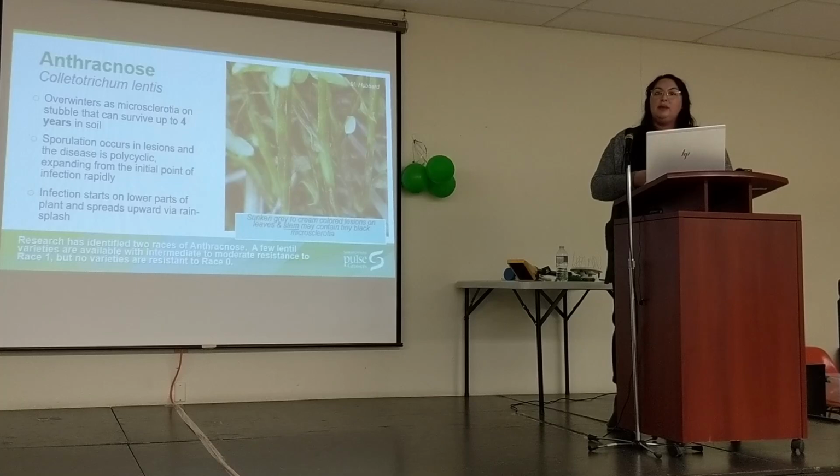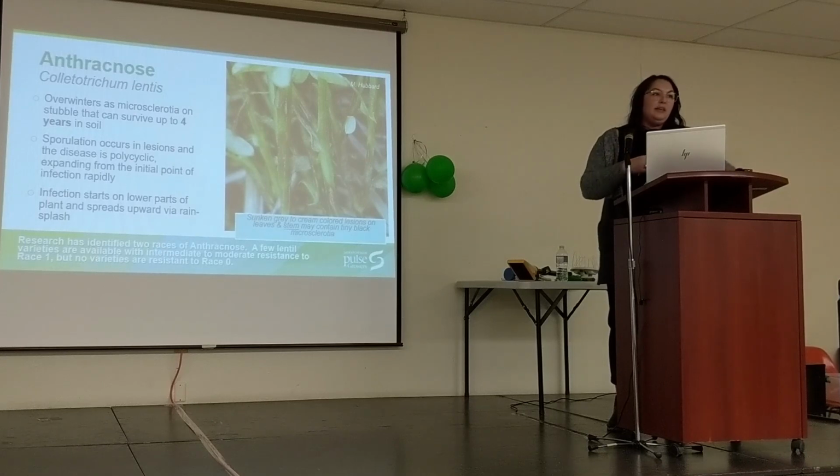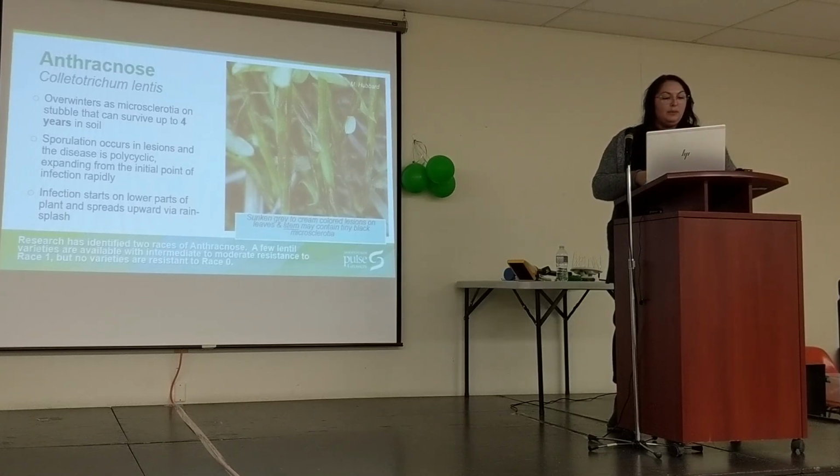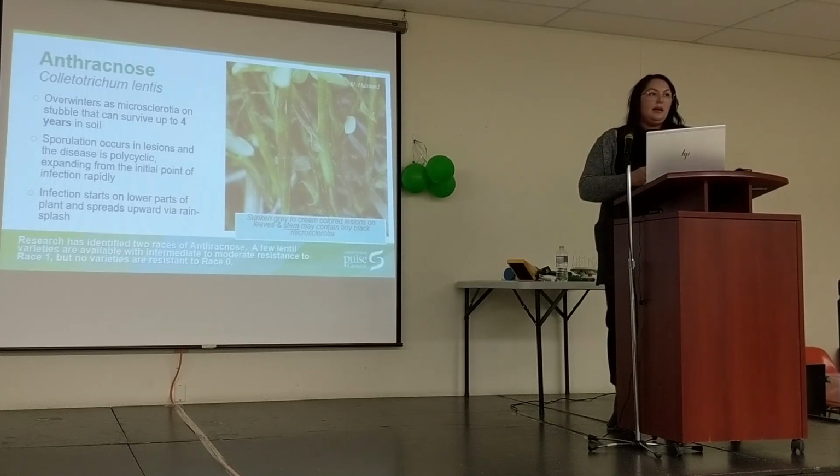If any of you have ever inspected a field for anthracnose, you know that once that disease triangle is hit, you can come in a few days later and that lower canopy can just be ripe with anthracnose from the bottom up. Again, it'll start from the bottom and move its way up, and we're looking for sunken gray to cream colored lesions on leaves and stem that also contain tiny black microsclerotia. There are actually 2 races of anthracnose that have been identified in the province. We do have some resistance to race 1, but there are absolutely no varieties on the market to date that have resistance or partial resistance to race 0.